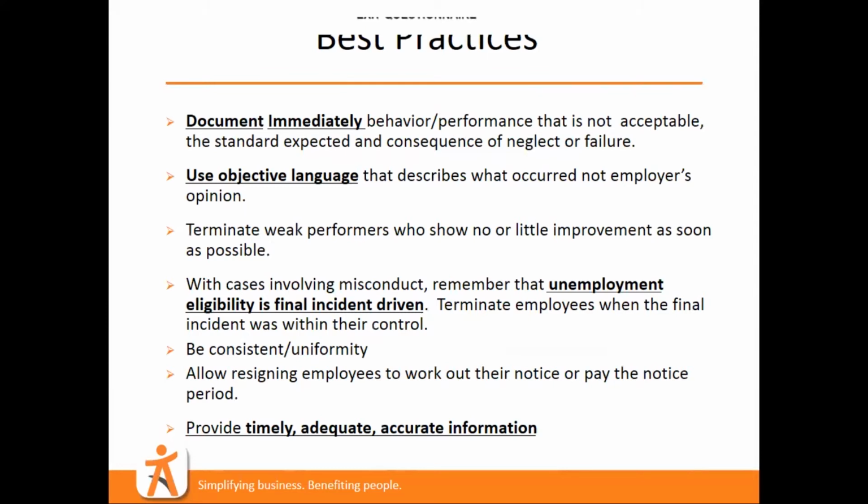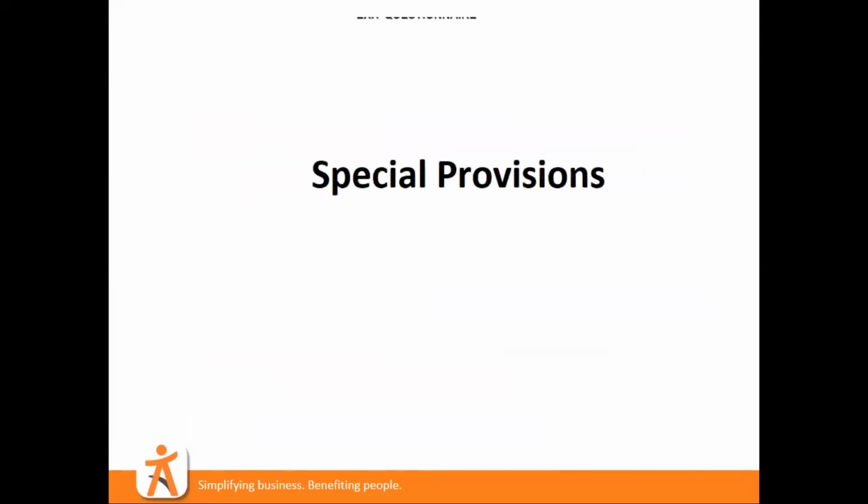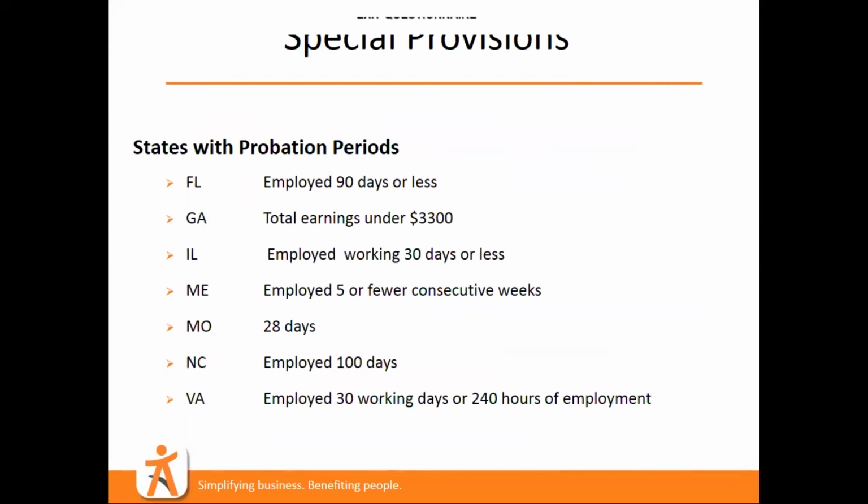What are some of the special provisions? One I was just talking about, which are probation periods. Here are some of the states that have those probation periods. Florida, as I mentioned, 90 days or less. Illinois, working 30 days or less. Maine, 5 or fewer consecutive weeks. Missouri, only 28 days. North Carolina, employed for less than 100 days. Virginia, employed less than 30 working days.